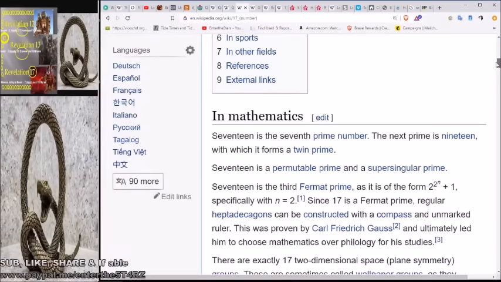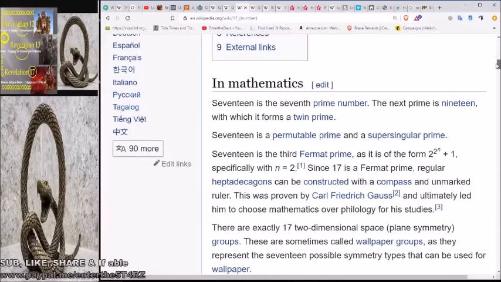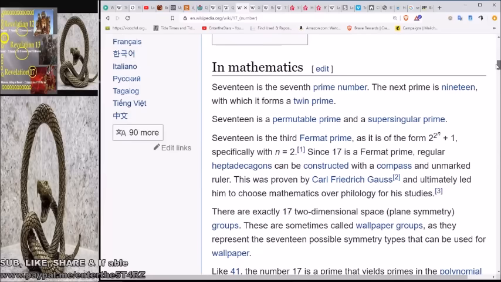And the number 17 is the sum of the first 4 primes, which makes it very unique. The numbers 2, 3, 5, and 7 are the first 4 primes, and that added together equals 17. Within that, we have the number 237, which is the beast number.